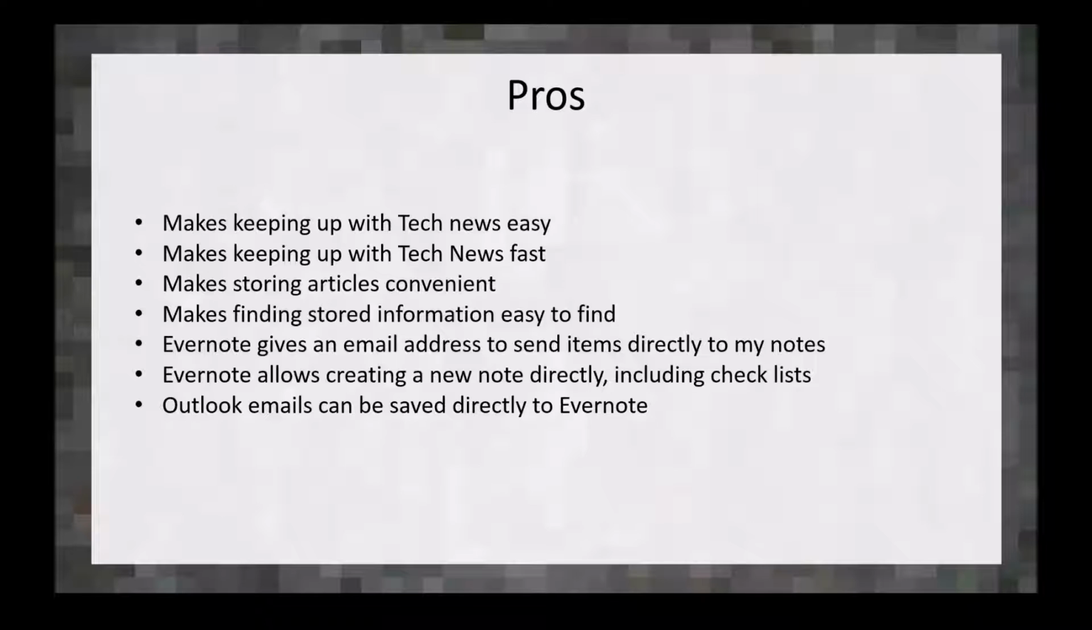Evernote gives an email address, as I mentioned, to send items directly to my notes. Evernote allows creating a new note directly, including checklists. You can put some items in your Evernote and tell it to be a checklist, and all of a sudden you've got boxes that can be checked, copy and pasted into Word, and you're done, or into an email, and you're done. And then Outlook emails can also be saved directly to Evernote.